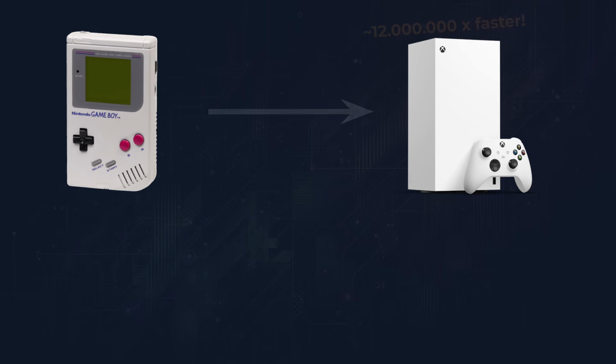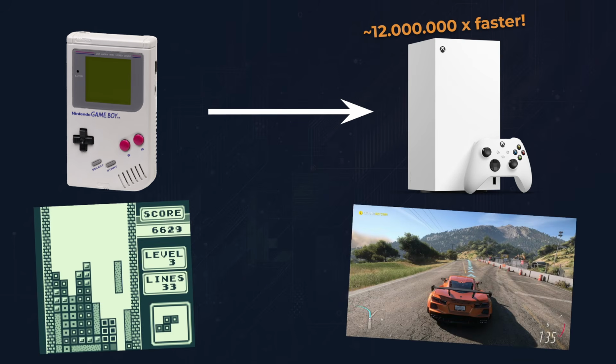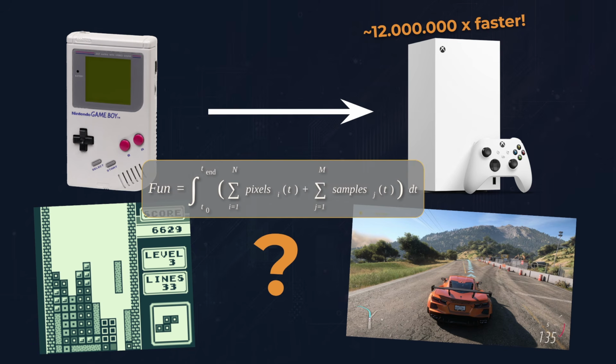And if you compare the speed of the hardware of the Nintendo Game Boy with the speed of the latest flagship console from Microsoft, the Xbox Series X, which you can see here, you can do some hand-wavy math and figure out that the Xbox is about 12 million times faster than the Game Boy. And of course, whenever you do these kind of quantitative comparisons, it's only logical that you also ask the question, well, does that mean that a game like Forza Horizon by Playground Games is 12 million times more fun than Tetris? And of course, that's easy to figure out. All you need to do is compute this integral.